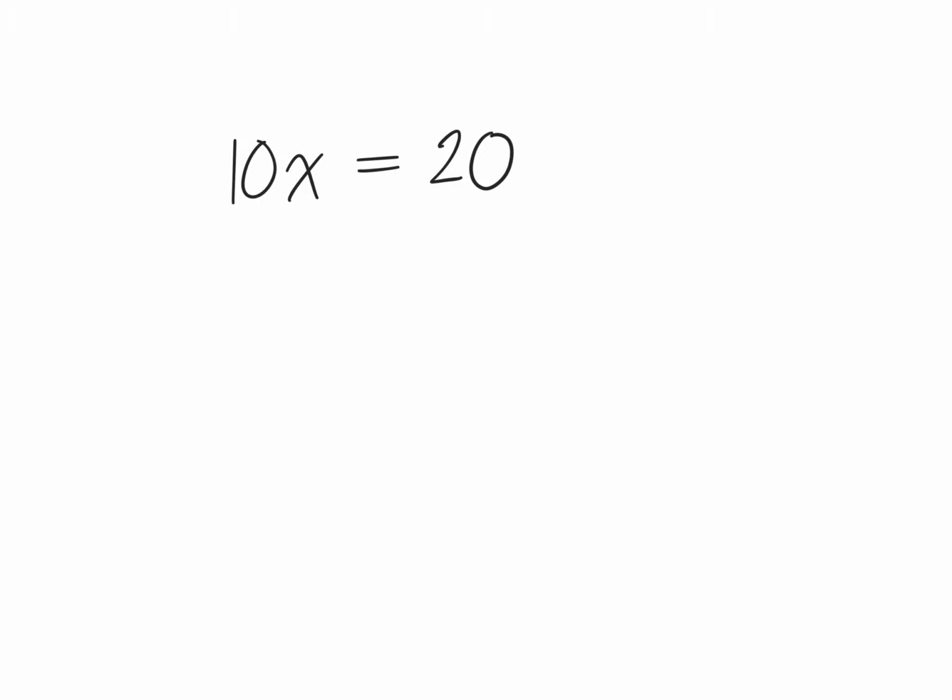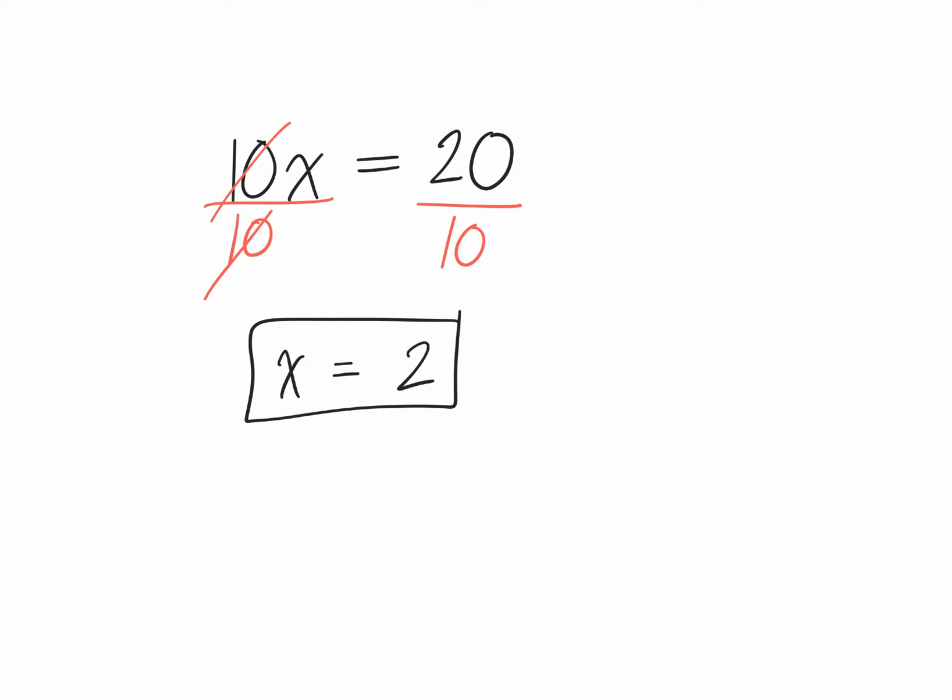If I gave you this equation, 10x equals 20, what would you do to solve this? Divide by 10. You would just divide it by 10, right? Both sides? And you would get what? x equals 2.